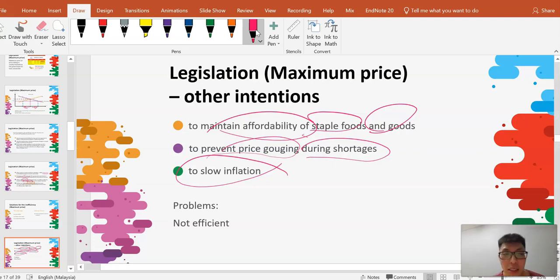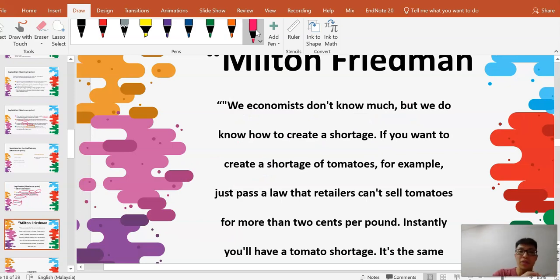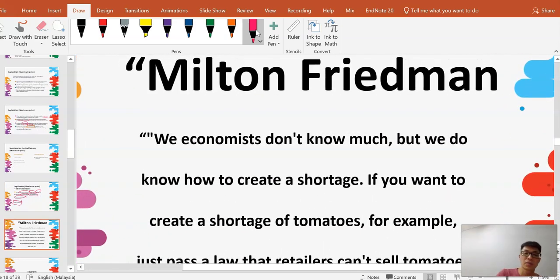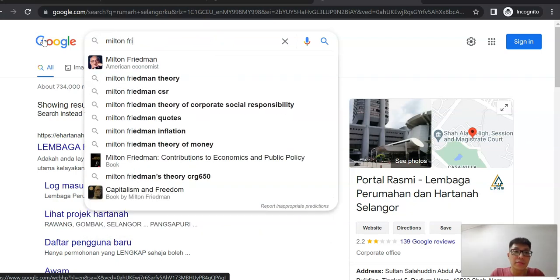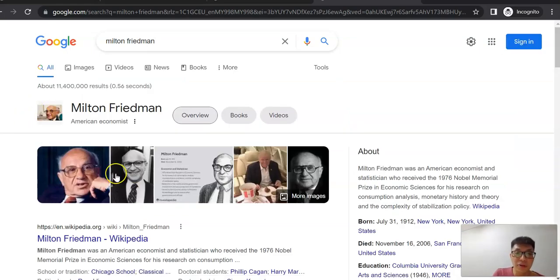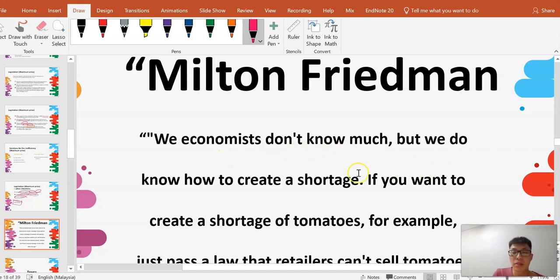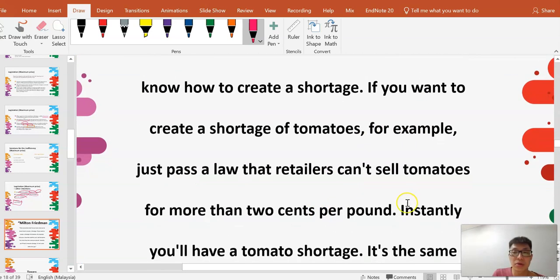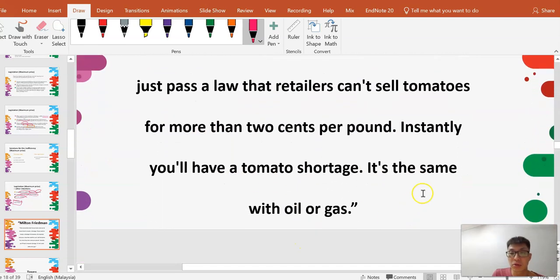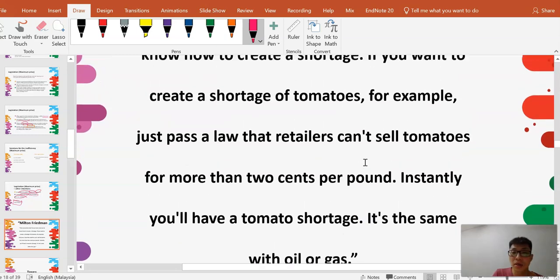The main concept, to sum up, is that regardless of maximum price or minimum price, it will still lead to inefficiency. Regardless of how the government wants to do this, it is still not efficient in the end. In fact, Milton Friedman, the Nobel Prize-winning economist, said: we economists don't know much, but we do know how to create a shortage. If you want to create a shortage of tomatoes, for example, just pass a law that retailers cannot sell tomatoes for more than 2 cents per pound, and instantly you will have a tomato shortage. It's the same for all the other products, oil or gas and other products.